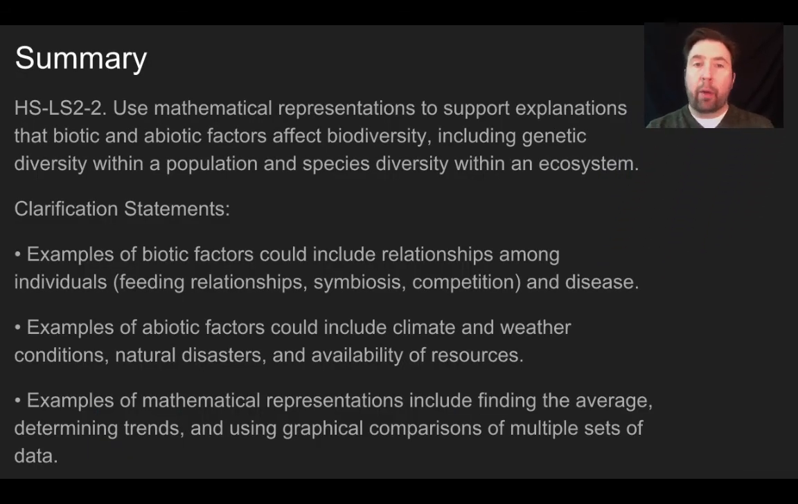All right, so hopefully now you can use mathematical representations to support an explanation that biotic and abiotic factors affect the biodiversity, including genetic diversity within a population and species diversity within an ecosystem. So you should be able to talk both about feeding relationships, symbioses, competition, and disease. I didn't go into a lot of those in specifics in this video, but they were highlighted in video number 1 greatly. So hopefully you could apply what we learned from video 1 into these changing biotic and abiotic factors and how they shape the ecosystem.